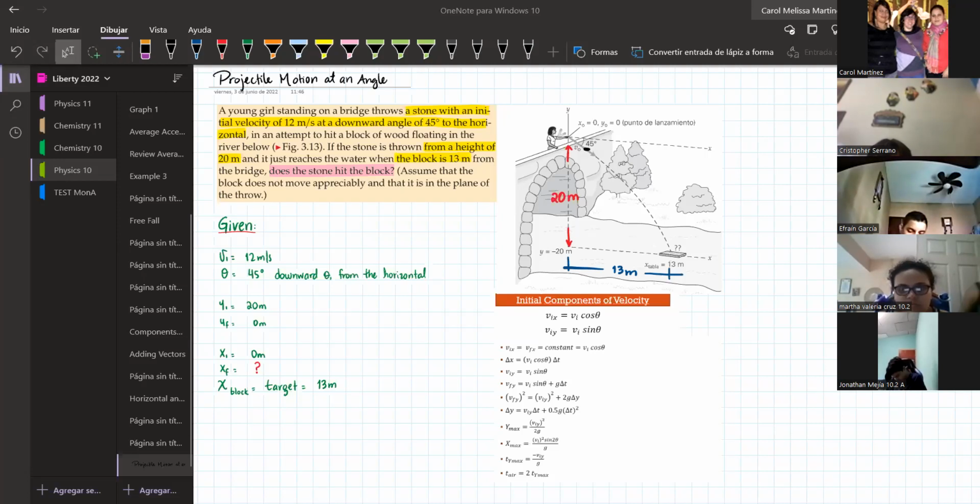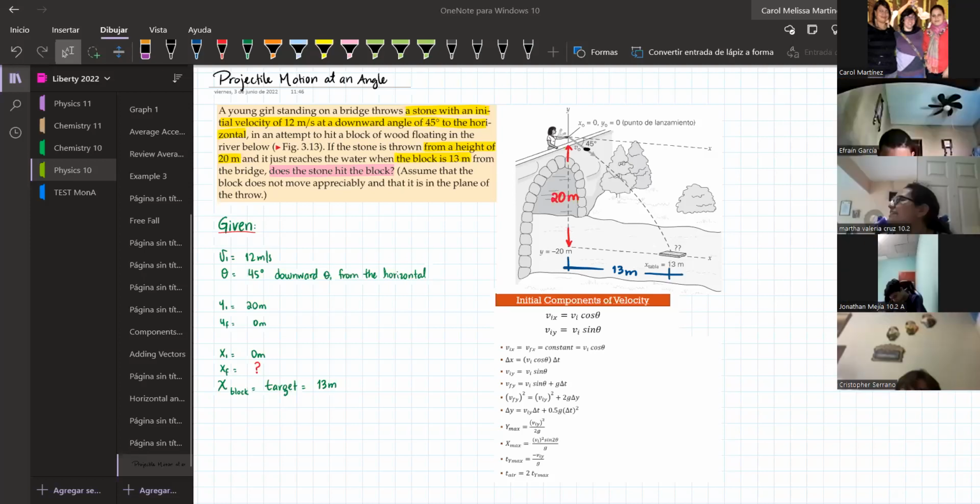If the stone is thrown from a height of 20 meters, that means that the bridge is 20 meters high, okay? And it just reaches the water when the block is 13 meters away from the bridge. And then the main question is, does the stone hit the block? And we wrote the givens, okay?